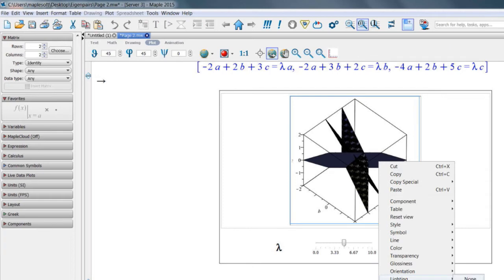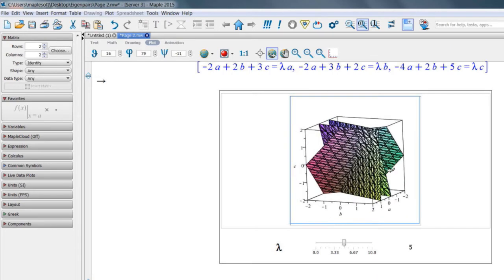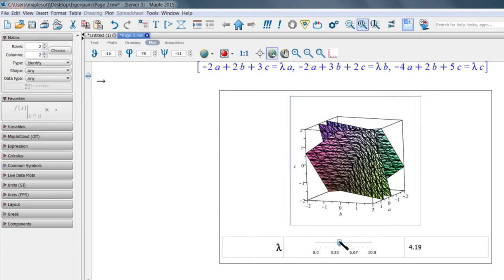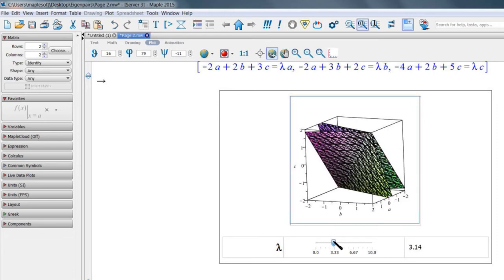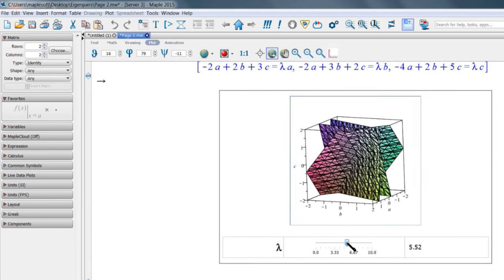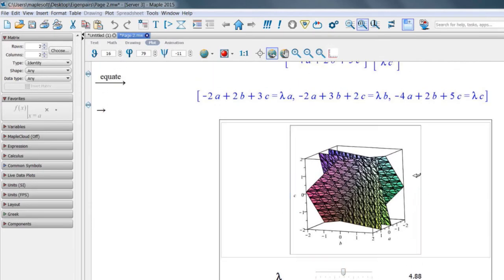So I find taking the external light off makes things a little better, but it's still hard to tell what is happening to the intersections of those planes. So I have to try something else. I have to think about this. What am I really trying to see?